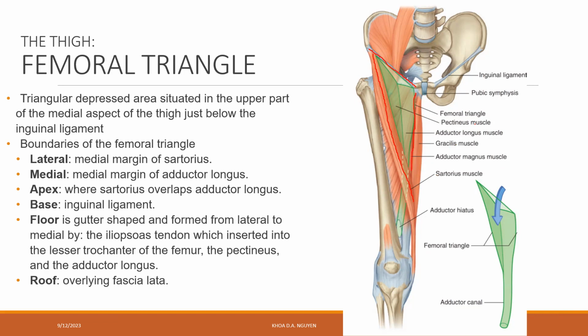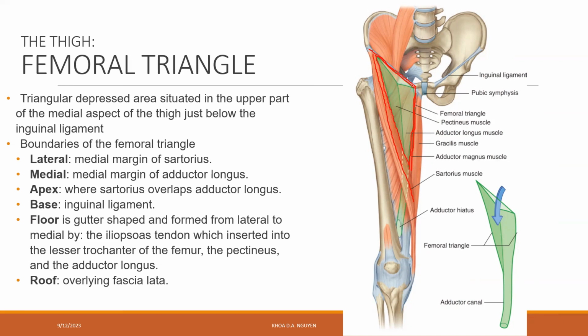Now, the femoral triangle is going to be defined by three sides. Side number one, the inferior border of the inguinal ligament, which is this one right here. Medial side is the medial margin of the adductor longus, which is this side over here of the adductor longus. And finally, the lateral side is the medial margin of the sartorius muscle.